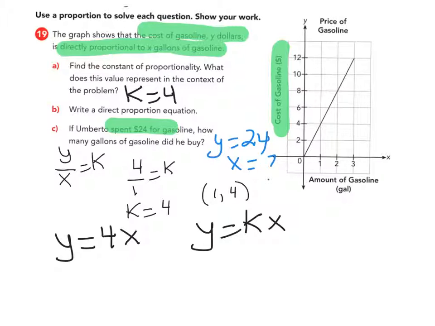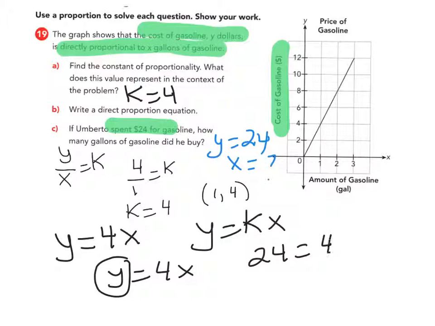So for part C, I'm going to go back to my equation, Y equals 4X. But this time, instead of just using Y equals 4X, I'm going to plug in 24 where Y is. So I'm going to do 24 is equal to 4X. I want to solve for X. Divide both sides by 4. I get X equals 6.